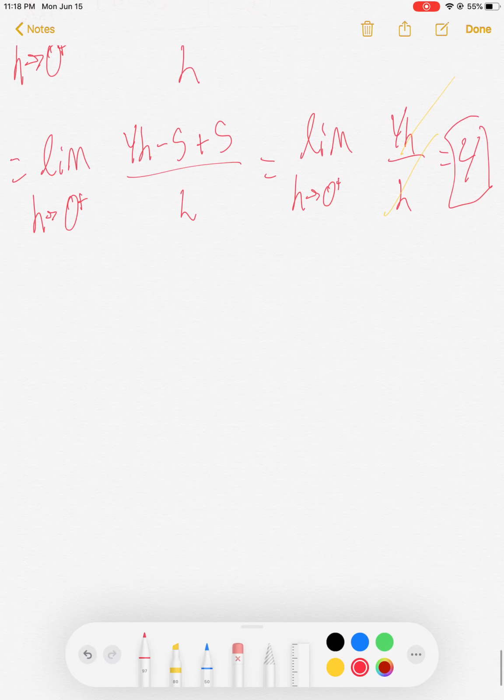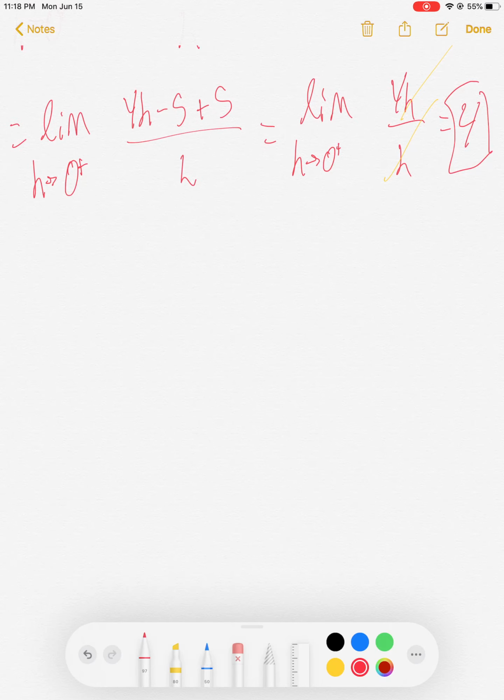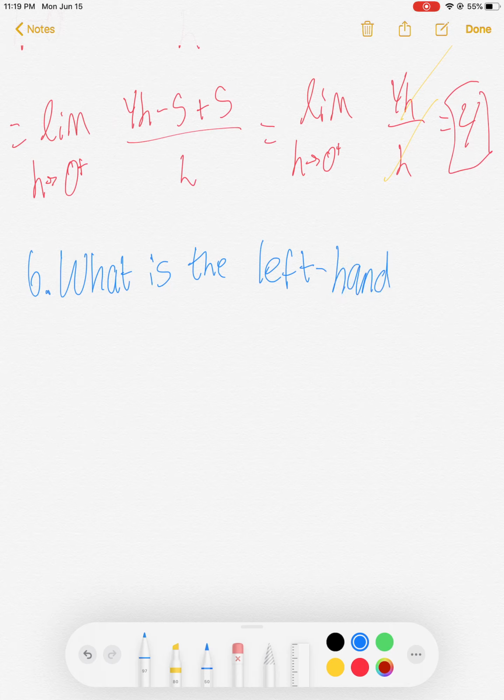So here it didn't actually matter that we were taking the limit as h approaches 0 from the positive side. Excuse me, yes it did. It did because whenever we did 0 plus h here, if h was negative, then we would have had to use the other function. We would have had to use the x squared plus 4x minus 5. So actually, we did use that fact.